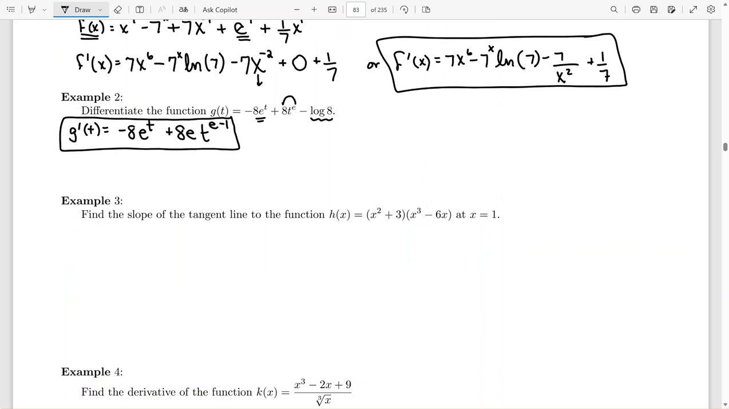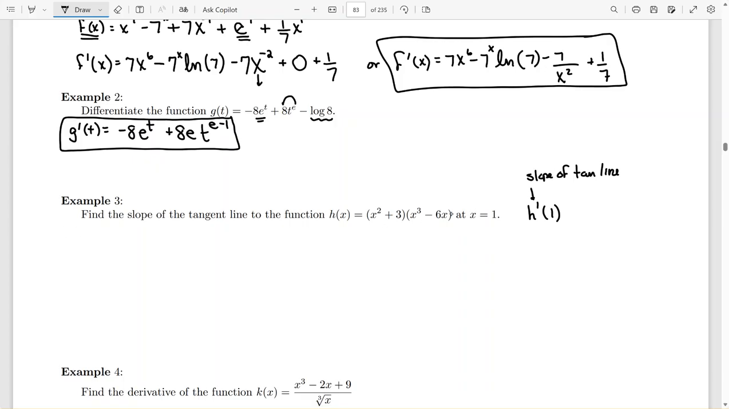And then the slope of the tangent line at x equals 1. So we're trying to figure out what is h prime of 1. H prime is the slope of a tangent line. Remember, that generates a whole bunch of formulas, but then we're interested in it specifically at 1. So I need to find h prime of x first.